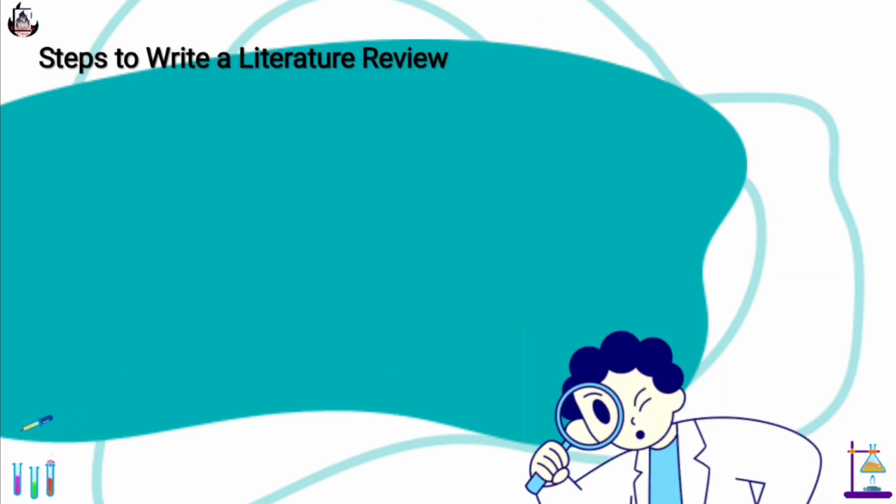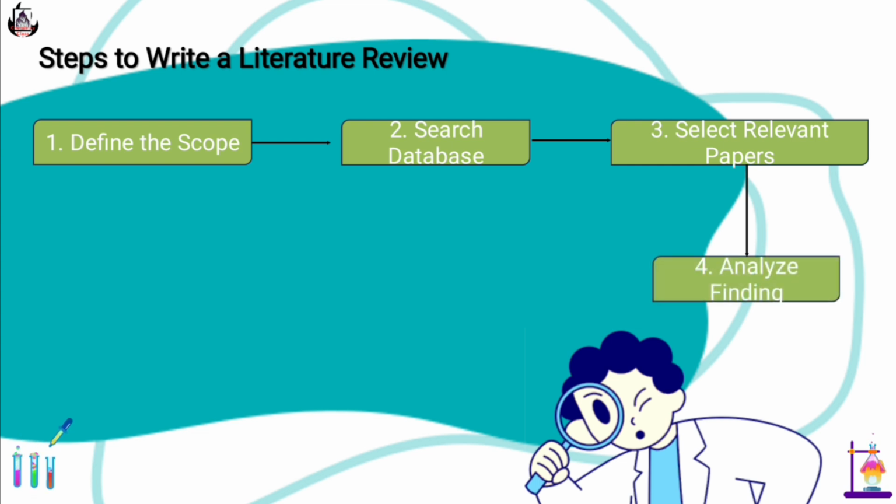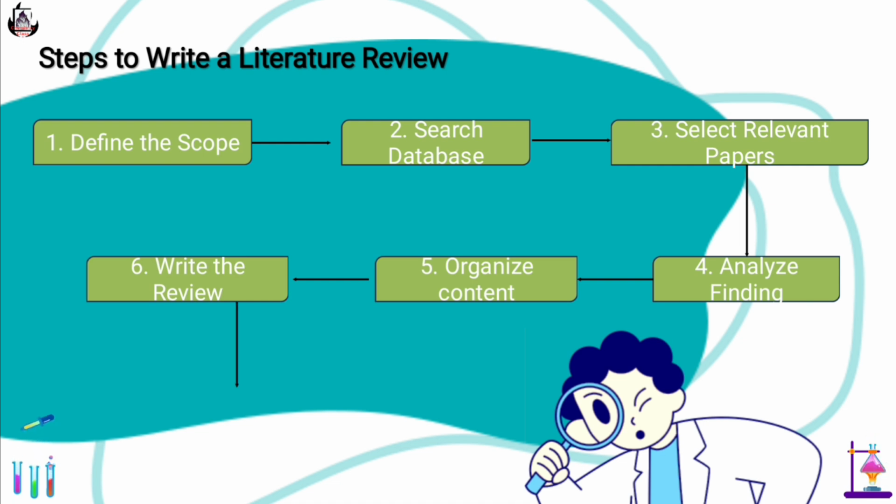Steps to write a literature review: define the scope, search databases, select relevant papers, analyze findings, organize content, write the review with proper referencing. Let's see them one by one.